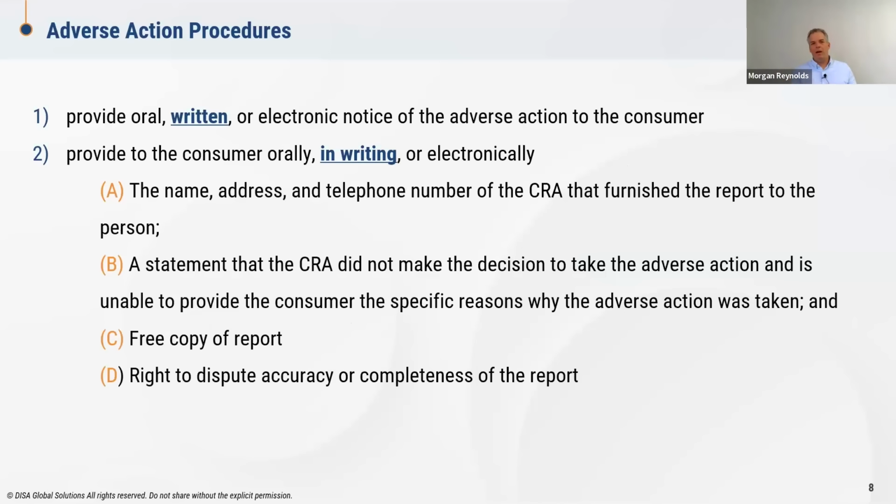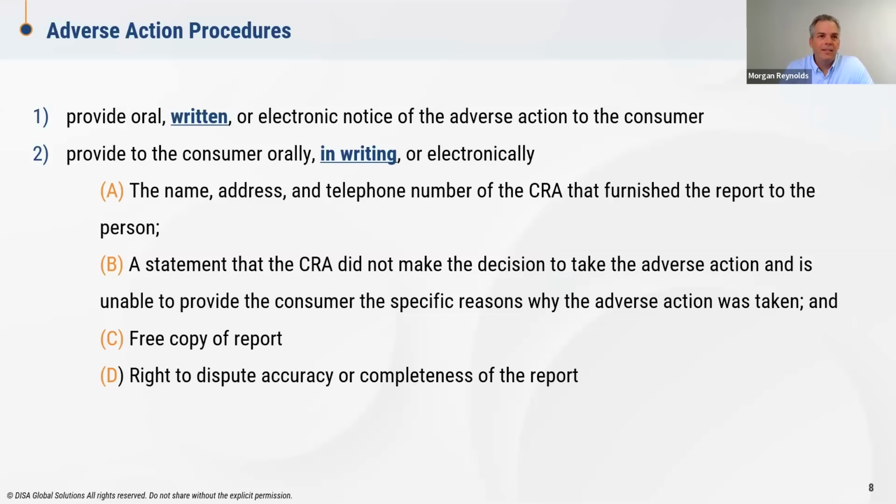Let's go back to our hypothetical suspended driver's license, where you're going to use the report in whole or in part to make a hiring decision. So the person has a suspended license and this job requires driving. So, you provide the pre-adverse action letter. You tell them, here's the report that we got from the Consumer Reporting Agency, from DISA. Here are your rights. And then you have an opportunity to respond.